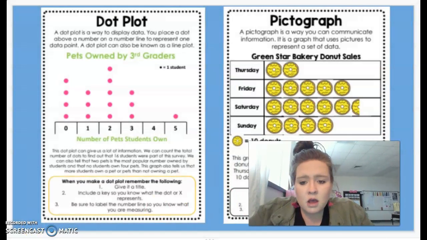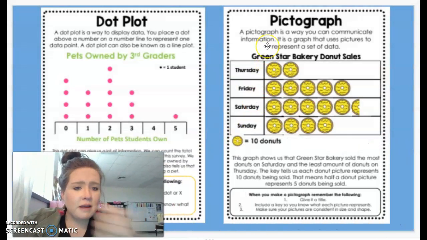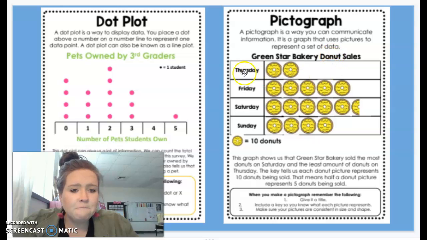Okay? A pictograph. A pictograph is a way you can communicate information. It is a graph that uses pictures to represent a set of data. Okay, and again, a pictograph also has a key. So 1 donut equals 10 donuts.